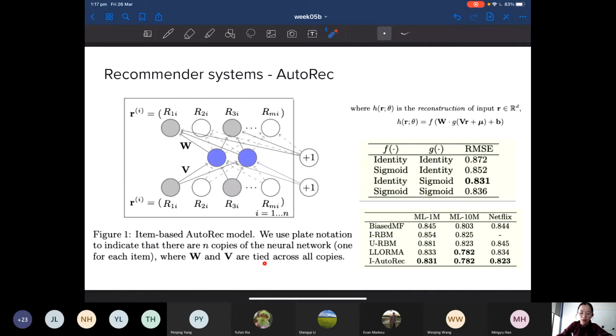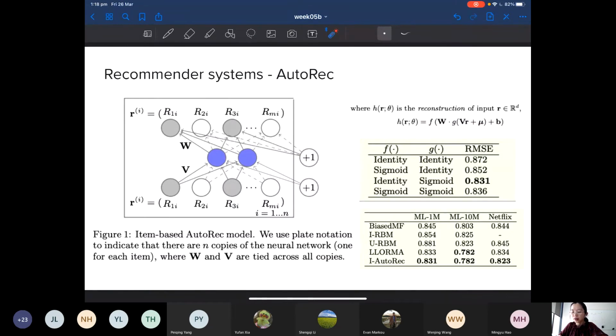So weights are tied across all input data, and the reconstruction function is simply g of V times r plus some bias, and then reconstructed using W times this whole thing plus some other bias, passing through another f.